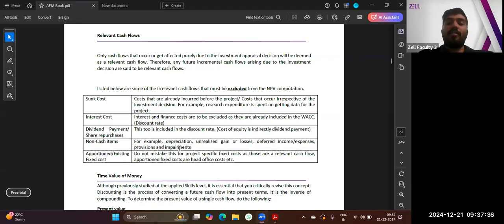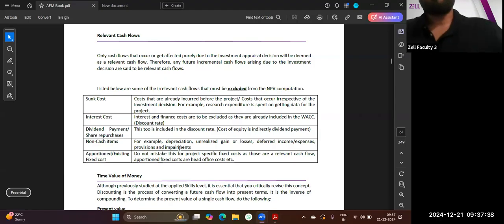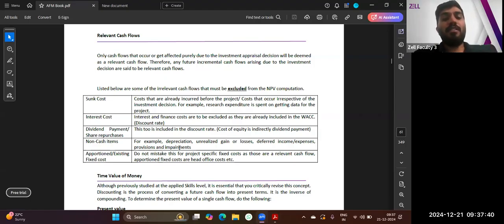Now coming to the interest cost. Interest cost is something which is already factored into your discount factor. I will tell you what a discount factor means. It is nothing but considering the inflation and the opportunity cost that you have.